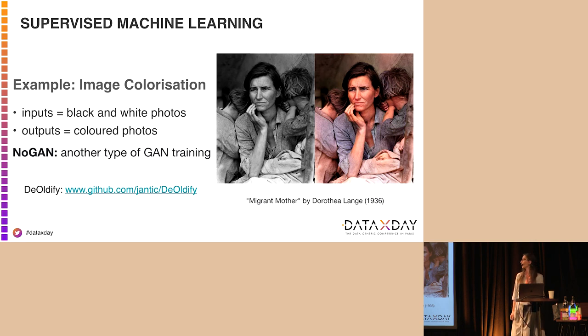There's another example of using GANs for supervised learning that you may have seen because it was making rounds on Facebook some time ago. This task is called image colorization. This is when you take, for instance, old black and white images or even videos and you turn them into modern-looking full-color ones. So this is an example that comes from a project called Deoldify. There's an iconic picture from the era of the Great Depression in the US that was turned from black and white into full color.